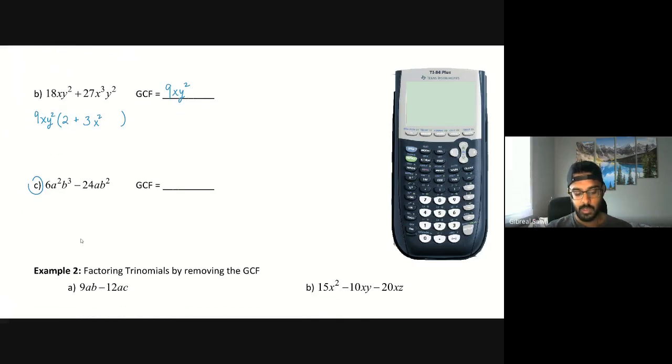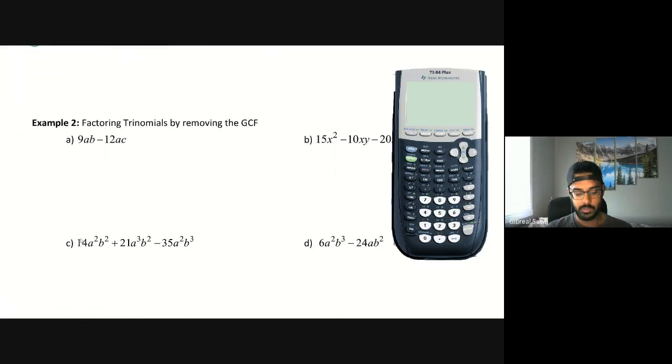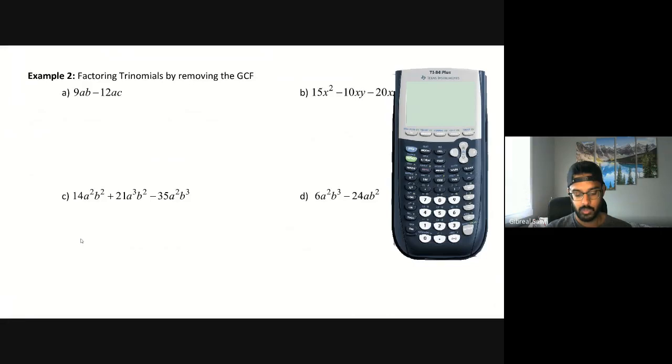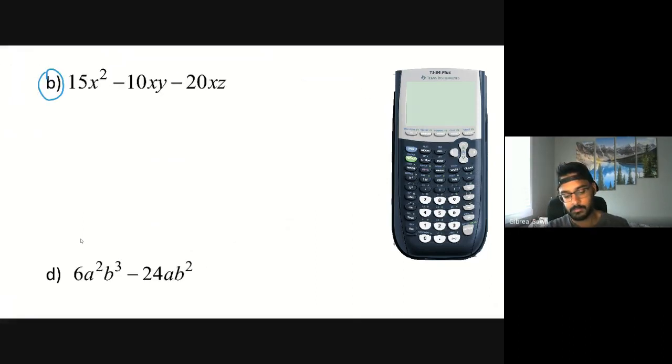Let's do the same thing, where now I might have some trinomials. I know the first one is a binomial. D is also a binomial. So let's actually look at one of the trinomial examples. Let's take a look at B. Okay, so I've got a 15x squared minus 10xy minus 20xz.